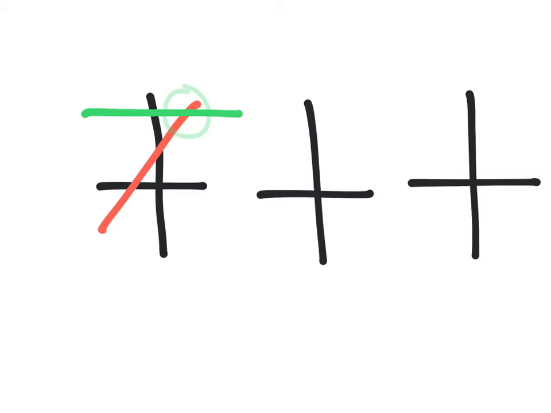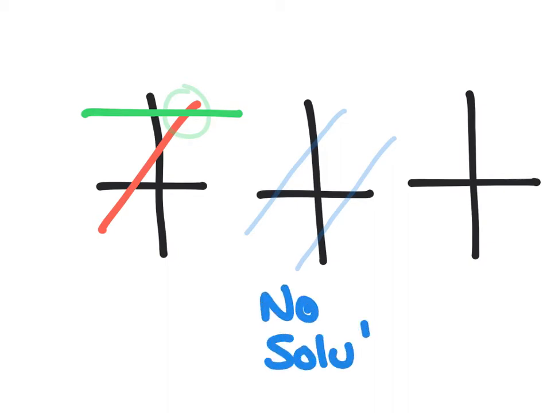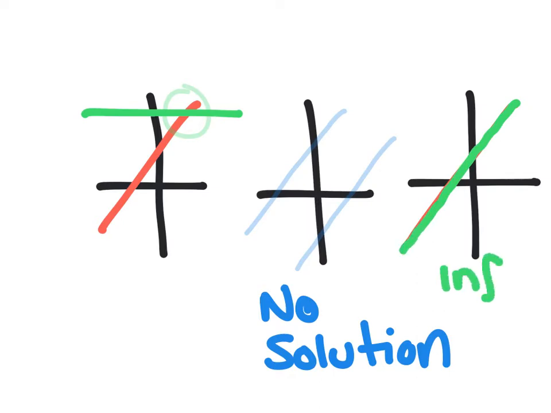This has one solution. It's also possible that your lines are parallel and that there is no solution. Or it's also possible that your lines coincide, meaning one line falls directly on top of the other. And in this scenario, there are infinite solutions.